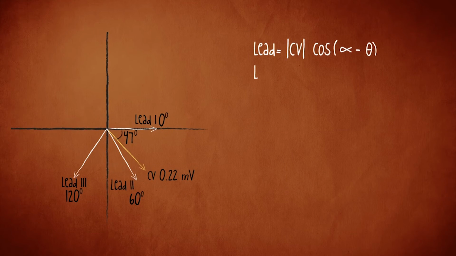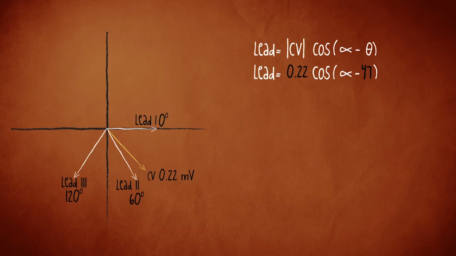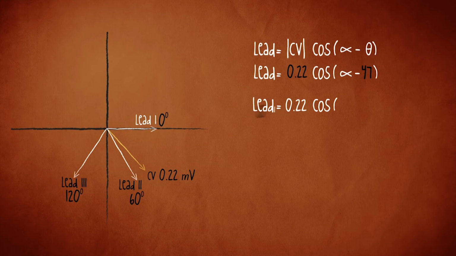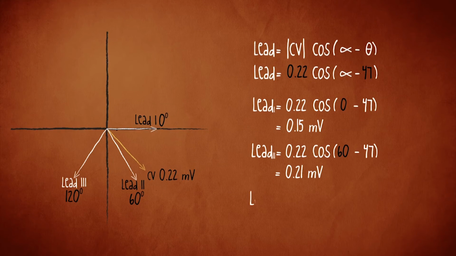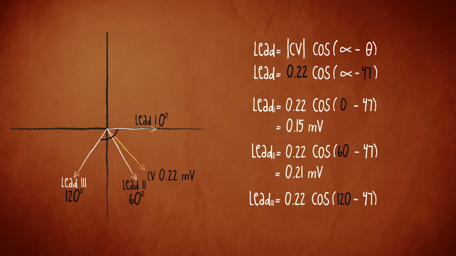To begin with, we can substitute in the cardiac vector of 0.22 millivolts and the cardiac angle of 47 degrees. Then, for each lead, we can substitute in the lead vector angle to complete the equation. For lead 1, this is 0 degrees. For lead 2, this is 60 degrees. For lead 3, this is 120 degrees.